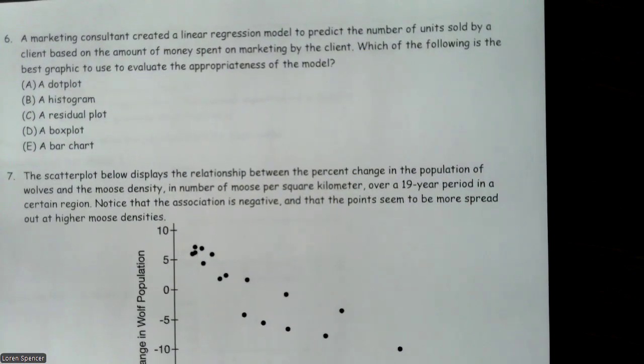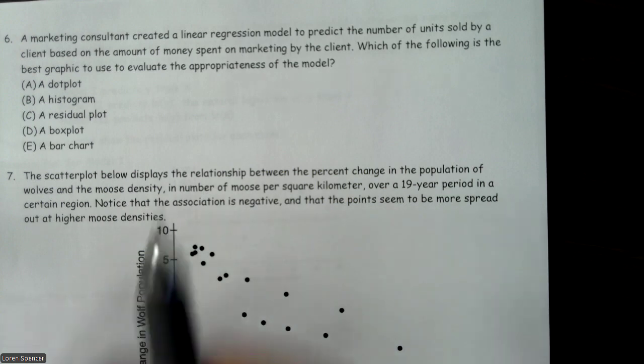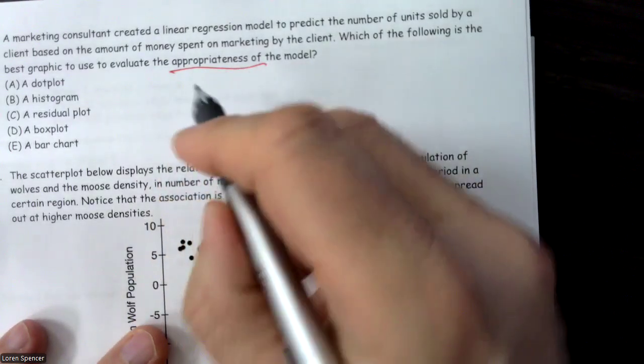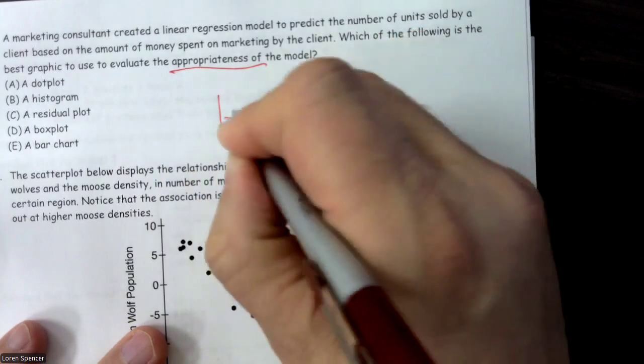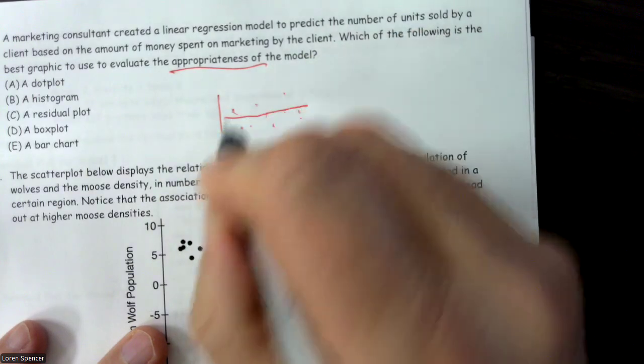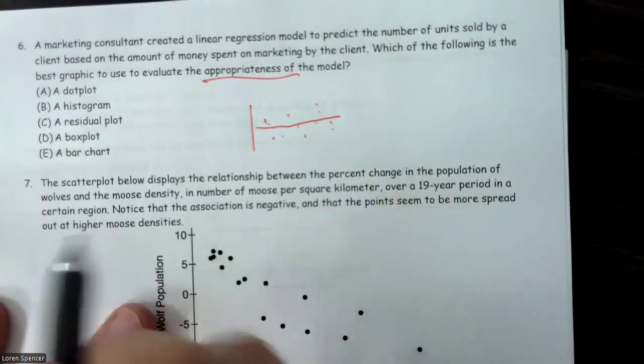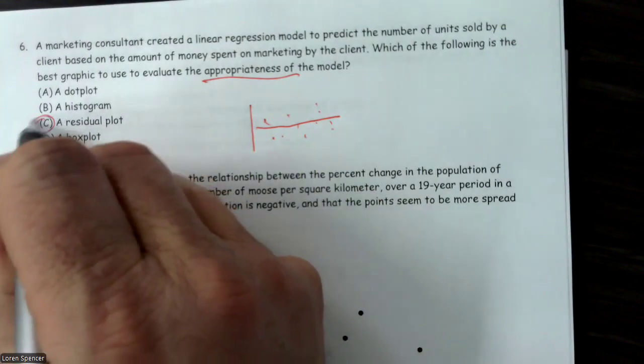Number 6, a marketing consultant created a linear regression model to predict the number of units sold by a client based on the amount of money spent on marketing by the client. Which of the following is the best graphic to evaluate the appropriateness of a model? Appropriateness of model, we want to know whether or not our data points are completely random, and we do that through a residual plot. So 6 should be C.